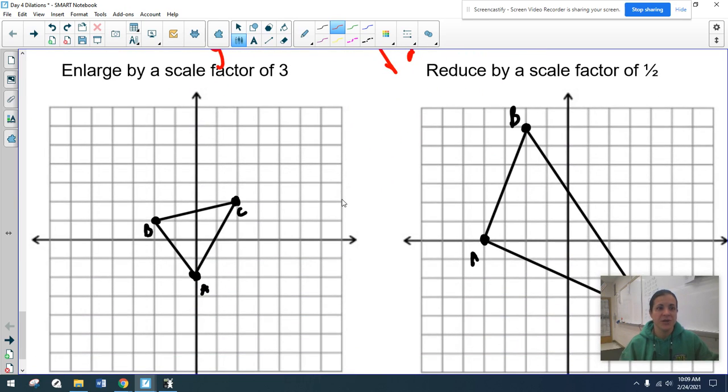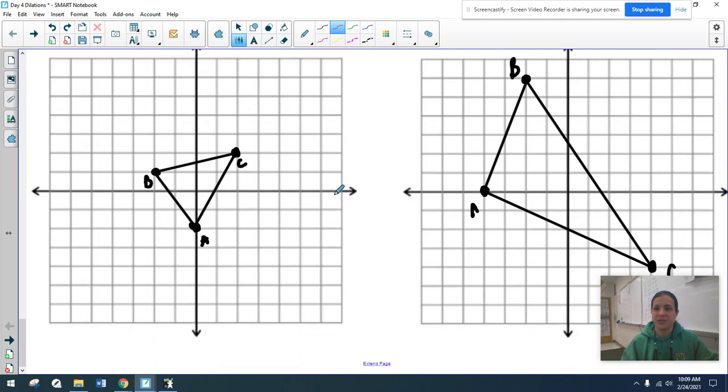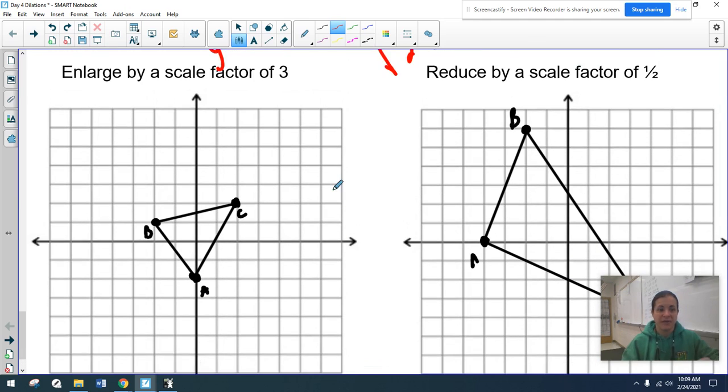Okay. Finally is the pictures. If it gives you a picture and asks you to enlarge or reduce, say it says enlarge by a scale factor of 3, these are easy peasy. All you have to do is times everything by the scale factor. So C is 2, 2. If I times everything by 3, that's going to give me 6, 6. That's all you have to do. So 1, 2, 3, 4, 5, 6. 6 right here is my C prime.